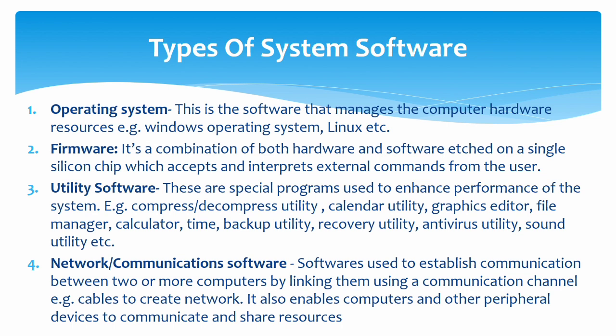Then the fourth is network and communication software that help you make connection either with cables or wireless. So software that help you communicate or be able to link two or more computers fall under network communication software. These are the types, main types of system software, which are 4. We shall mostly be looking at the first one into detail because it's the one of the major system software that is taught in this unit.